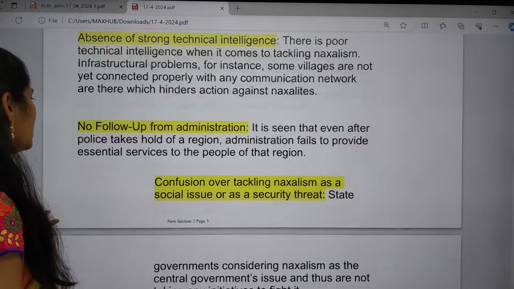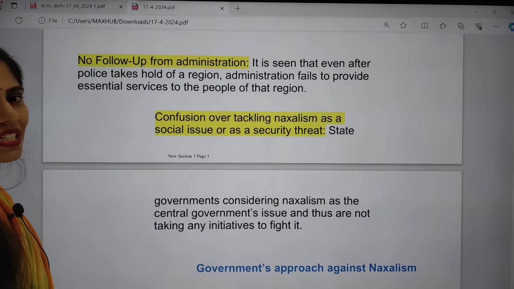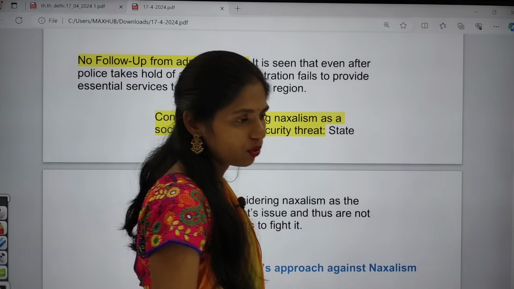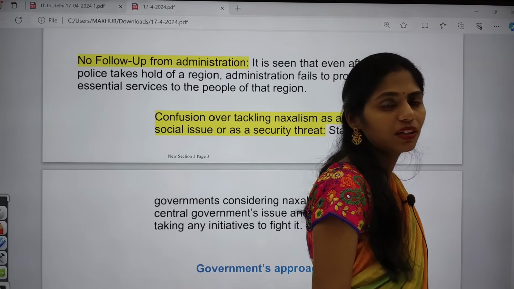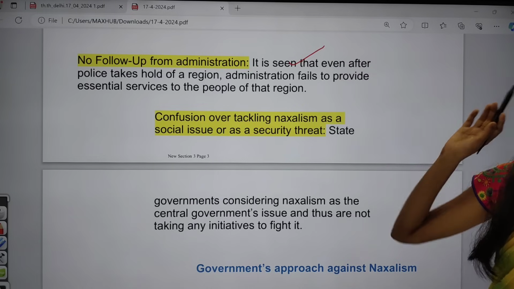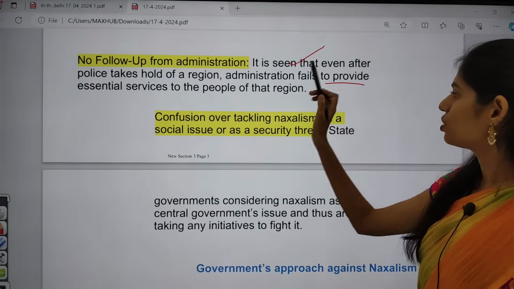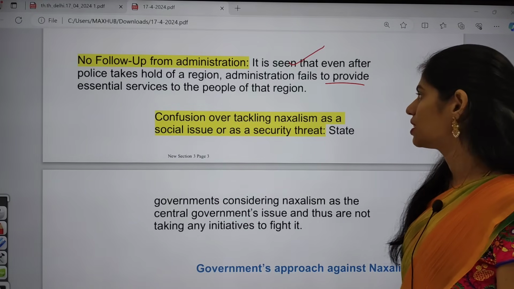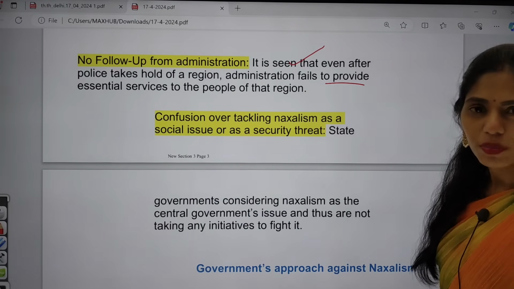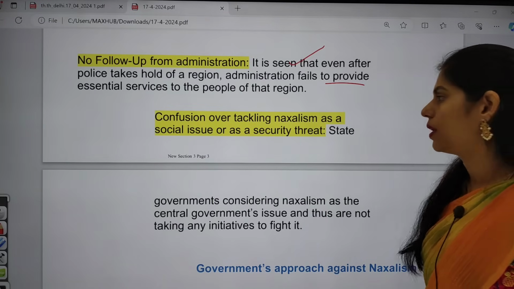And this one is, there is no follow-up from administration. Whenever government comes up with any policies, programs or developmental activities, no proper follow-up is done. So I can say this is administration failure. Administration fails to provide essential services to the people of that region. Because of this, people are raising their voice against government.